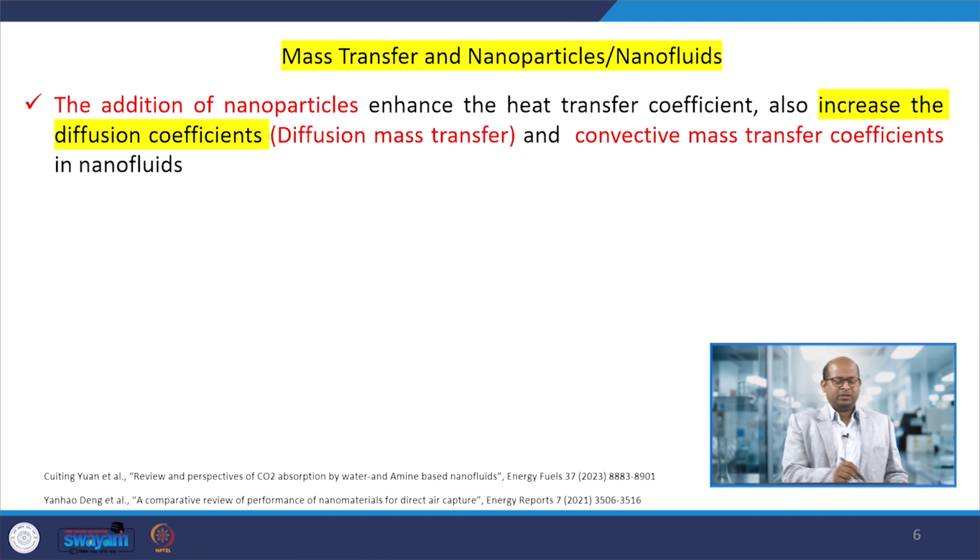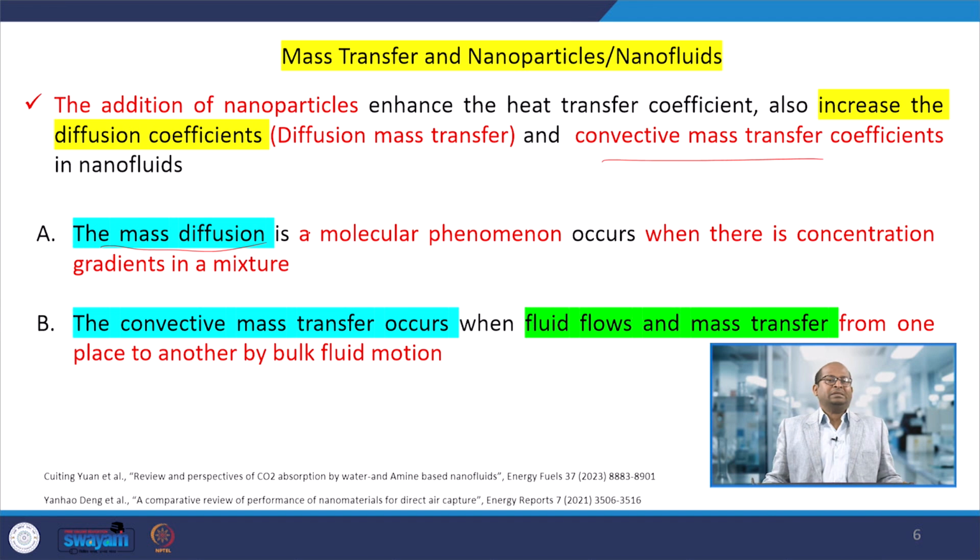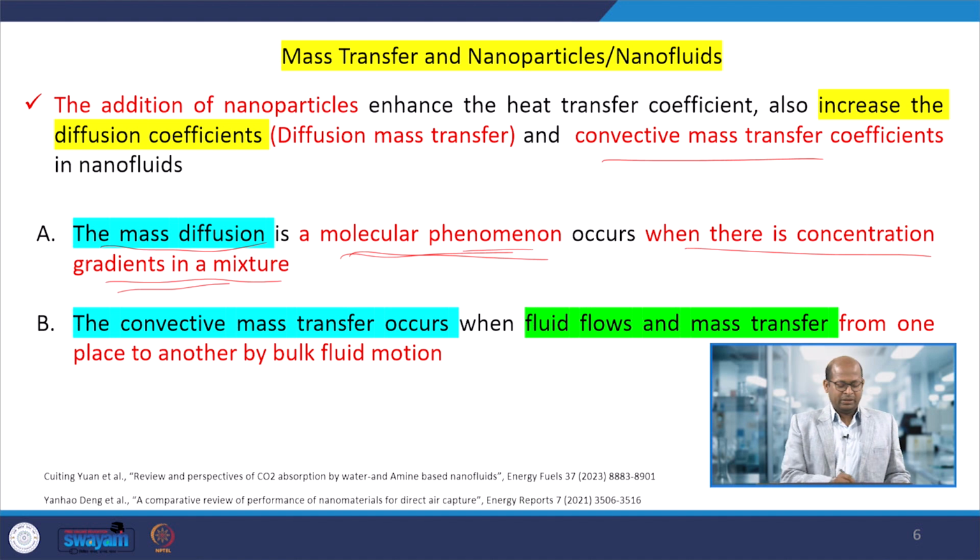Addition of nanoparticles increases the mass transfer coefficients, that is KL and Kg. As a result, the convective mass transfer, and the mass transfer flux, that is NA, will increase. Mass transfer can be diffusive or convective. In one way, it is a molecular phenomenon: when there is a concentration gradient in a mixture, the diffusion coefficient of mass transfer can be measured, and that would also be affected by the nanoparticles we are using in a particular separation process.